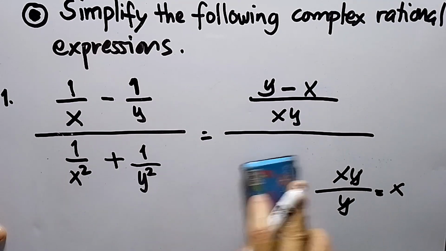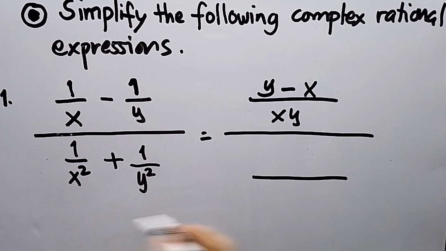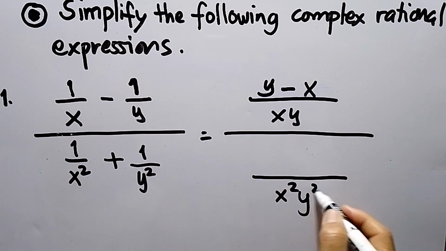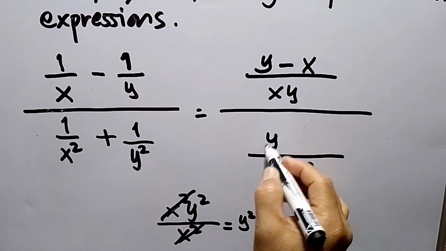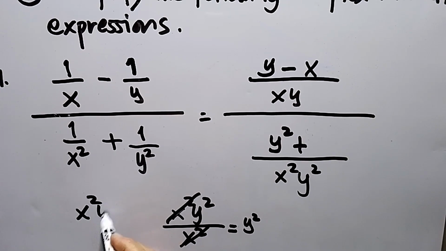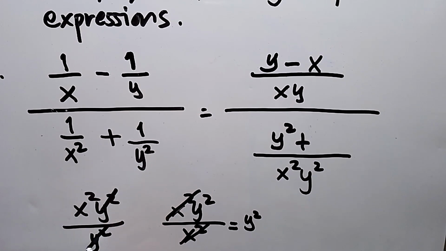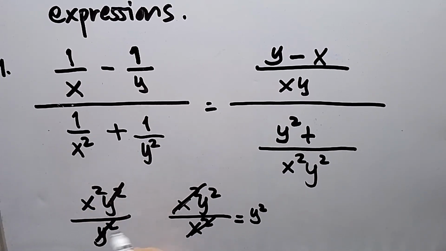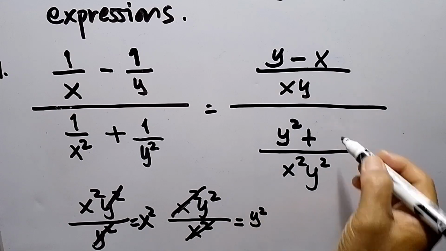Now how about my denominator? I need to find the LCD also. The LCD will be just multiplying x squared and y squared. The LCD divided by the first denominator, which is x squared, so x squared will be crossed out. Then I have here y squared, plus the LCD x squared y squared divided by the second denominator, which is y squared. Y squared will be crossed out, so I have here x squared times the numerator, which is 1. X squared times 1 is x squared.